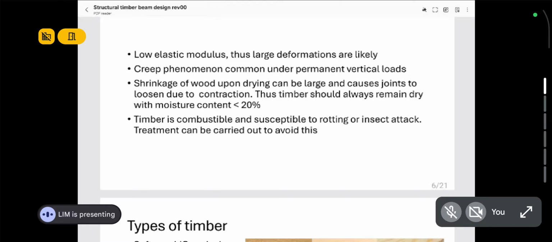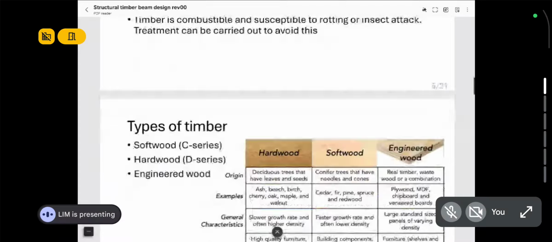Timber is combustible, which means it can burn quite easily, and it is also susceptible to rotting or insect attack. So I'm pretty sure you have a wooden door in your house. If it's a door on the external part of the house, always subjected to rain, you will notice that your door starts rotting after some time. So again, treatment is crucial to prevent this type of damage.